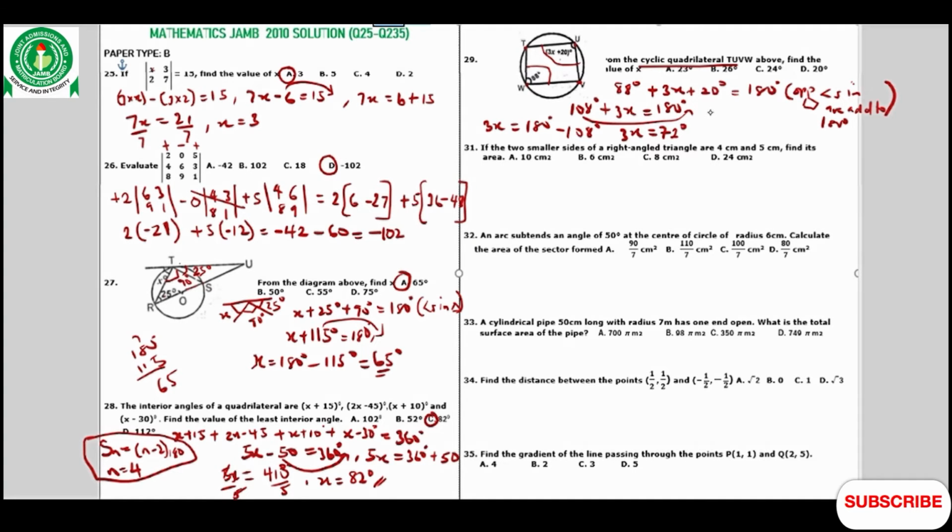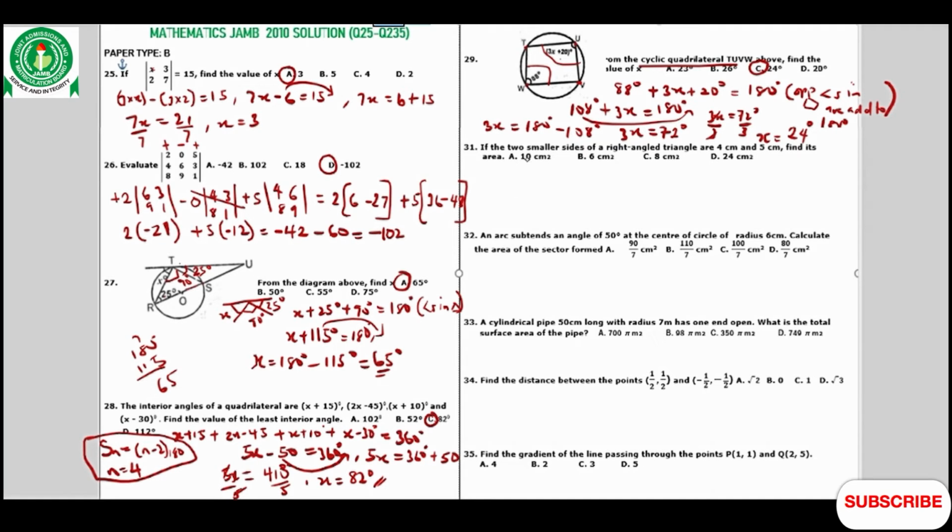So you divide both sides by 3. x is now equal to 72 degrees. When you divide both sides by 3, what do you have? x is equal to 72 divided by 3, that is 24 degrees. So x is 24 degrees. Option C. So that's that.